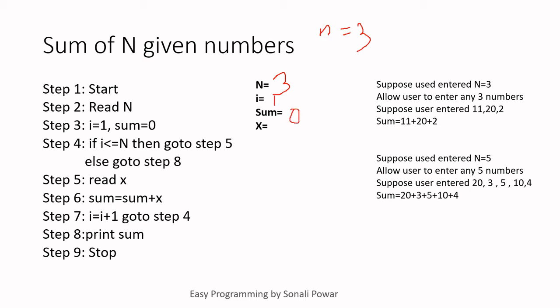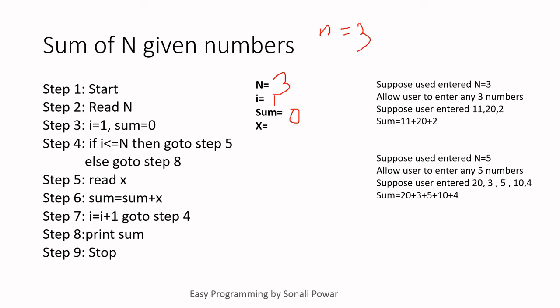After that here I am checking if I is less than or equal to n. I am checking this condition because I want to add only three numbers and I is working like a counter. Now here I contains the value 1. 1 is less than or equal to 3. 1 is less than 3. Okay, so go to step number 5, and I said read x.